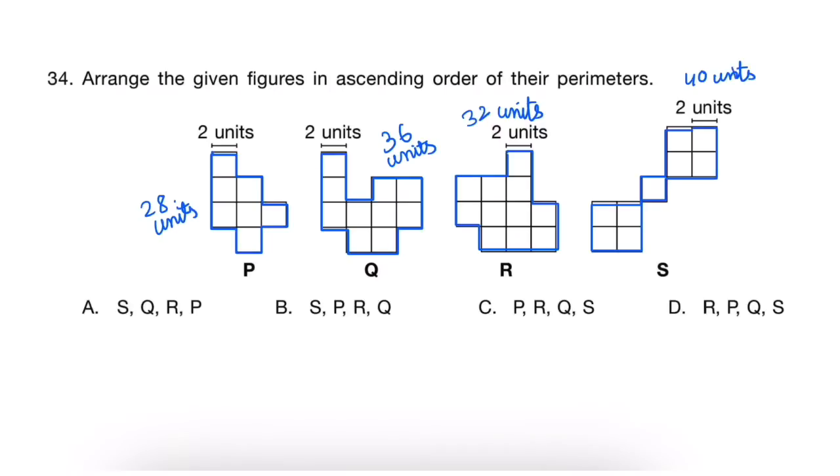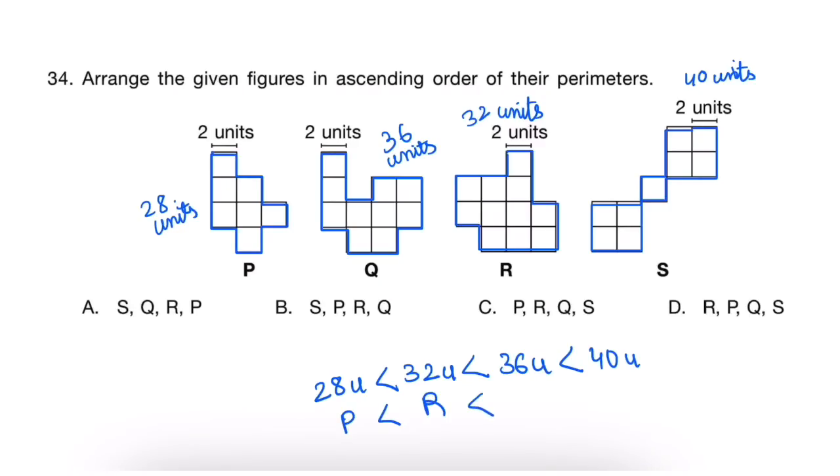So first we will arrange the units and then we will arrange them in their alphabetical order. So first is 28 units, then 32 units, then 36 units, then 40 units. 28 units P, 32 units R, 36 units Q, and 40 units S. P, R, Q, S. Correct answer is option C.